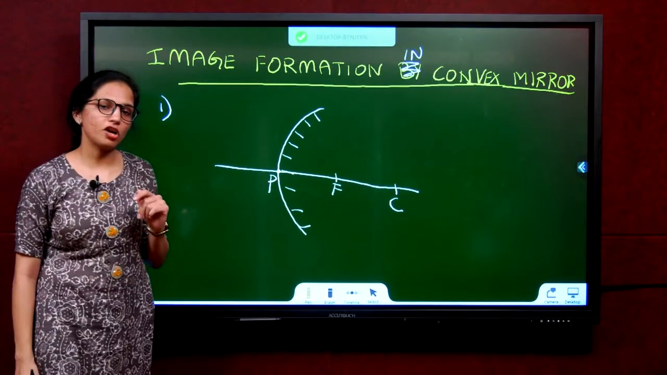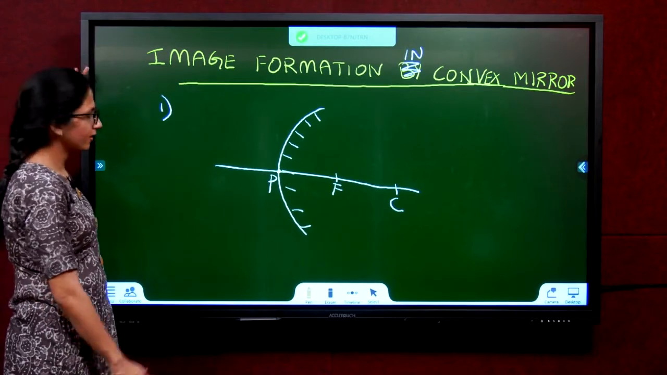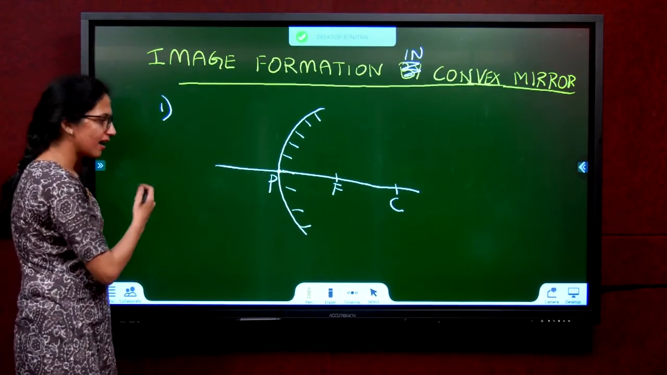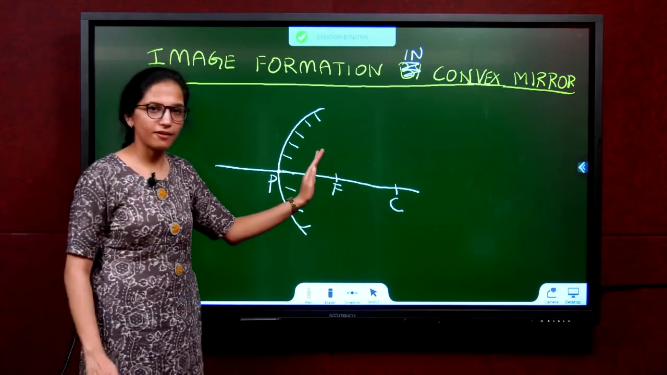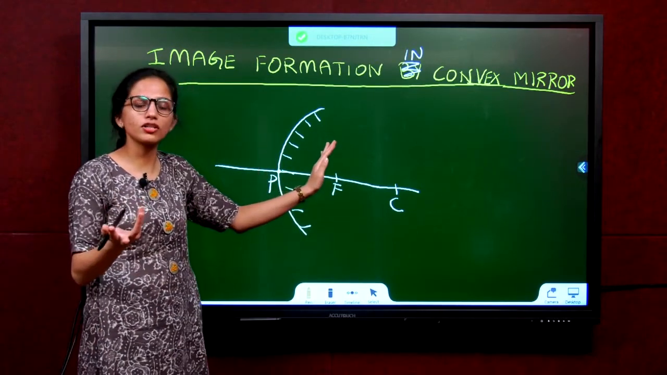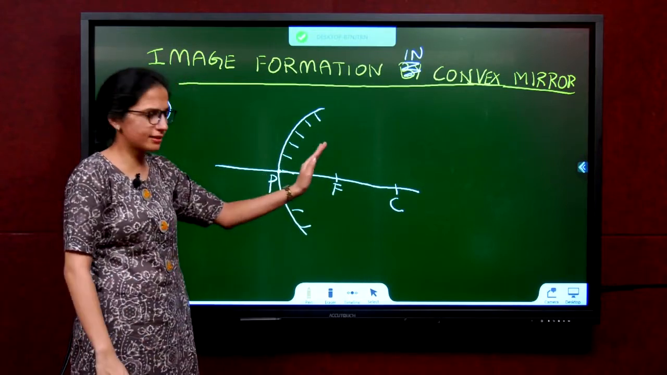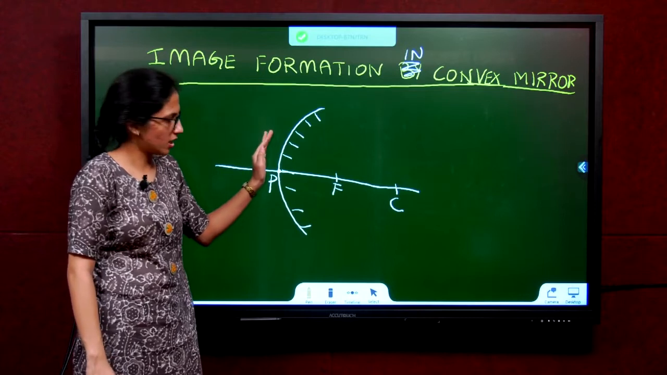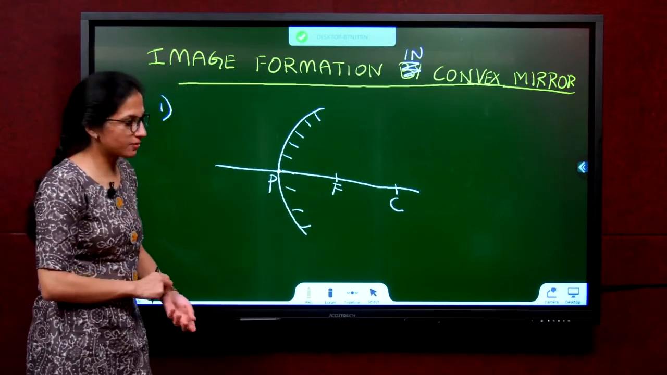How many cases are there in a convex mirror? Only 2 cases. Why? One case at infinity, there are no points here. Another case in front of the mirror, that's all. You can't keep it between P and F. How? If you keep it behind the mirror, what's the use? What reflection? Reflection won't happen. To experience reflection, you have to keep it in front of the mirror. At F, between F and C, no case. So there are only 2 cases possible here.